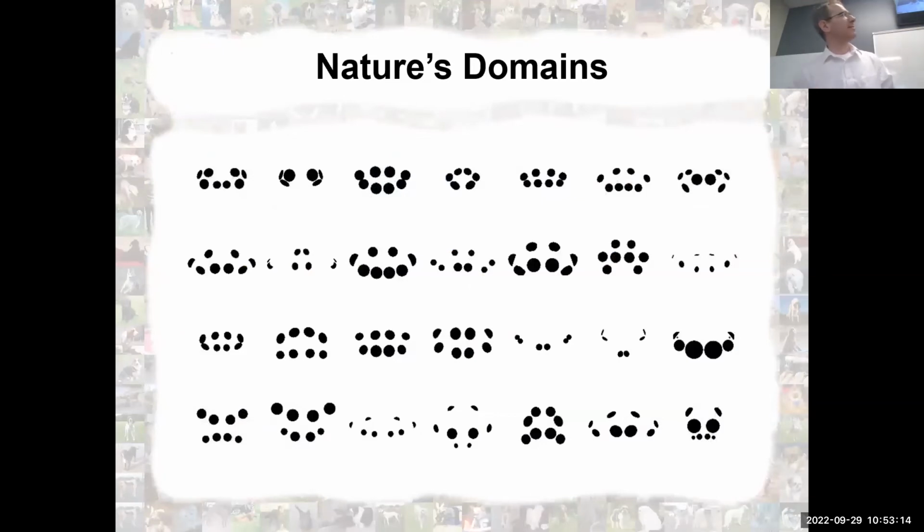anybody know what these are? This is a natural setting. These are spider eyes, okay? Different types of spiders have different patterns. And I didn't know this, but some spiders actually don't have 8 eyes. You can see, for example, these ones down here, right? Those only have 6.